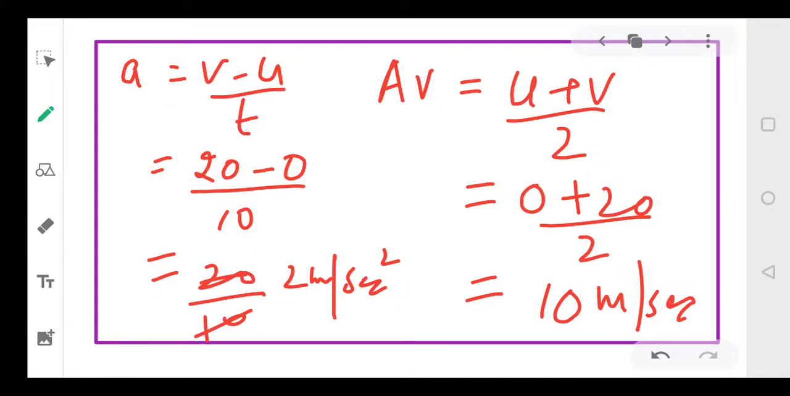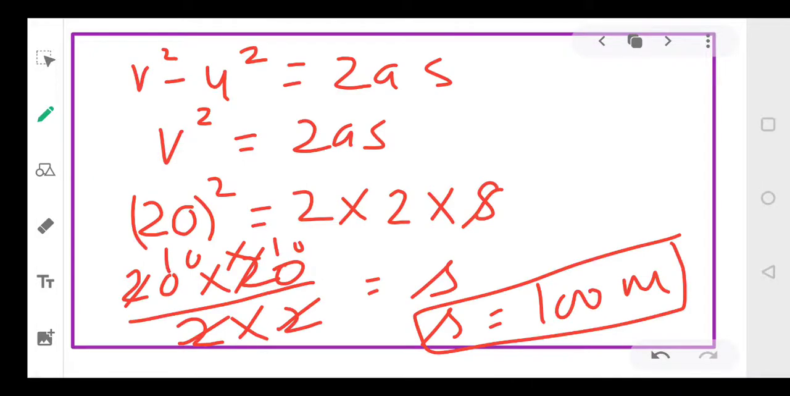So let's start. A is v minus u upon t, so it is 20 minus 0 upon 10. So acceleration is equal to 2 meter per second square. Now average velocity is equal to u plus v upon 2. So 0 plus 20 upon 2 is 10 meter per second. Right, everyone? Then comes the distance. V square minus u square is equal to 2as. We'll put the values in this. Here u is 0. So v square is equal to 2as. We put the values and we calculate s. S is equal to 100 meters. Right? S is equal to 100 meters. Okay, everyone?